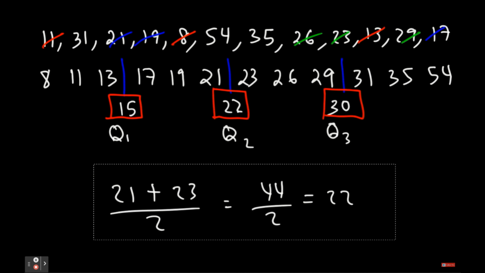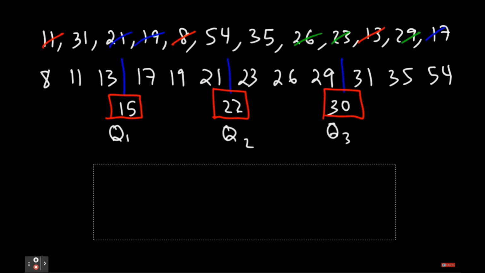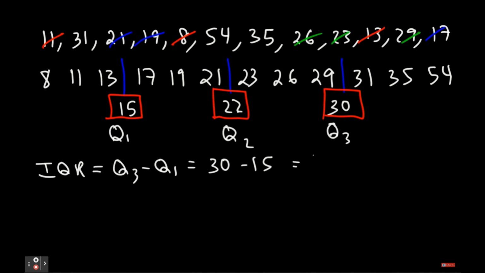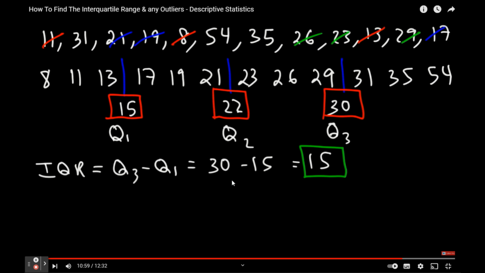Now once you have Q1 and Q3, you can now calculate the interquartile range. So it's going to be 30 minus 15, which is 15. And so this is our IQR value.